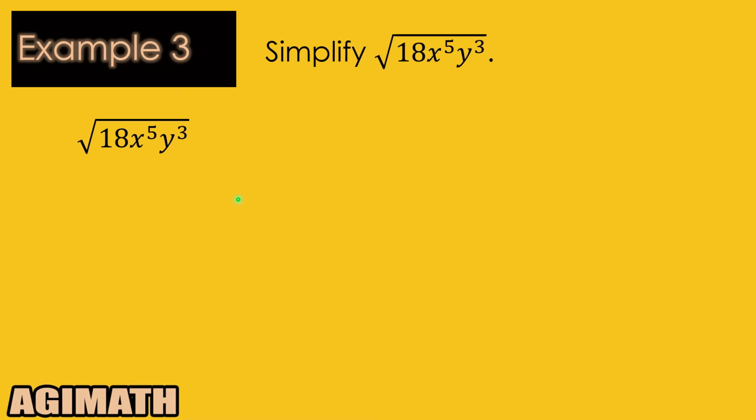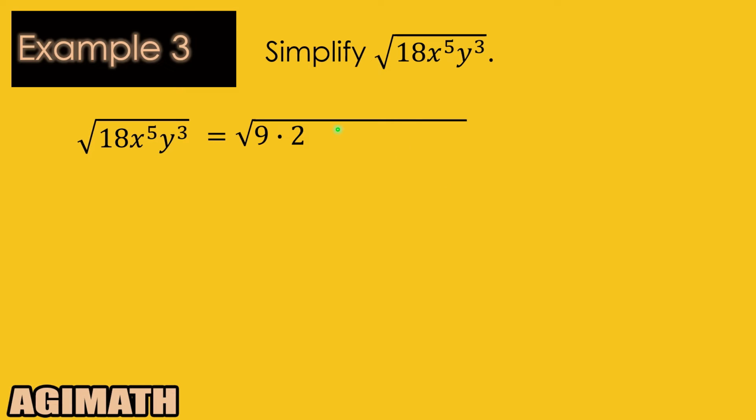And what is the factor of 18, which is a perfect square? Okay, very good. It's 9 times 2. 9 is a perfect square. Now, after dealing with the number, we go to the variable. First one is x to the power of 5.